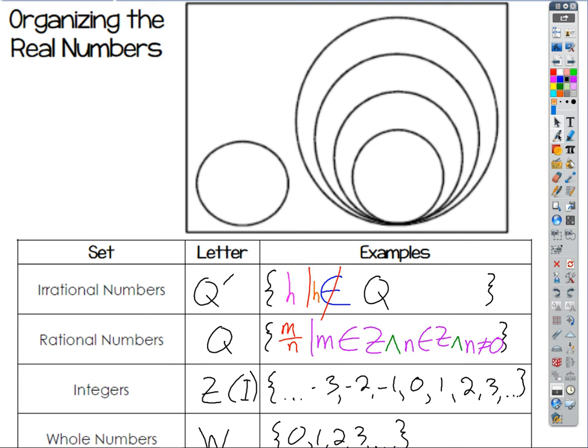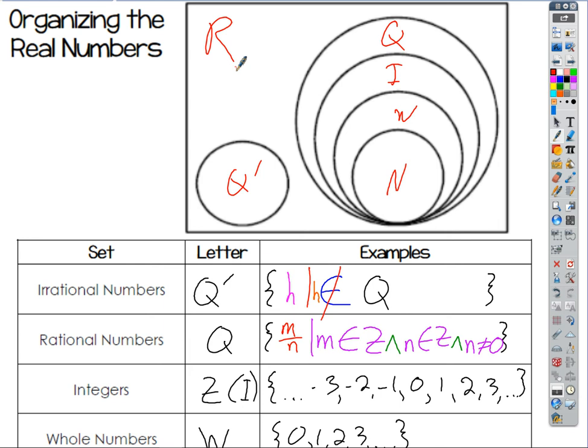Okay. If we did add these in there, if you want to fill this in, obviously we know what this would be: N, W, I, Q, Q prime, right? And then what would this whole set be called up here? I guess we could do this. Reals. So that's an R.